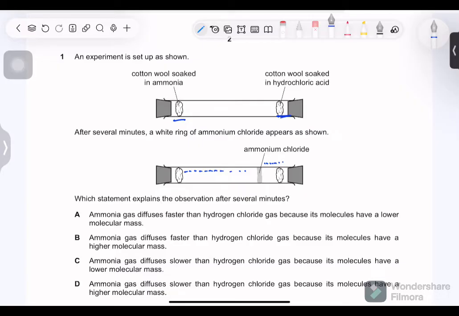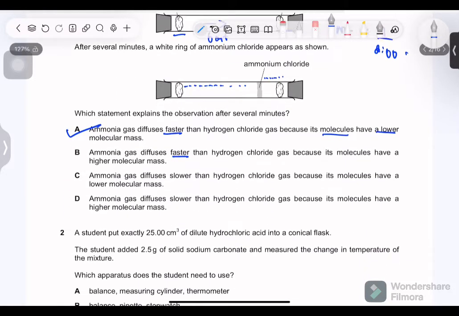So because ammonia has a lower Mr, it diffuses faster, and this has a higher Mr, it diffuses slower, because Mr is inversely proportional to the rate of diffusion. So ammonia gas diffuses faster, yes, because its molecules have a lower molecular mass. So option A is definitely correct.